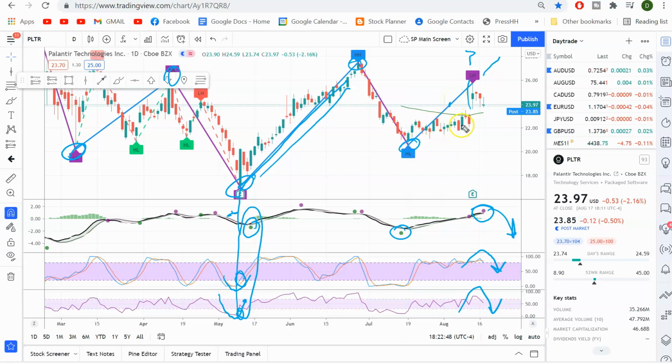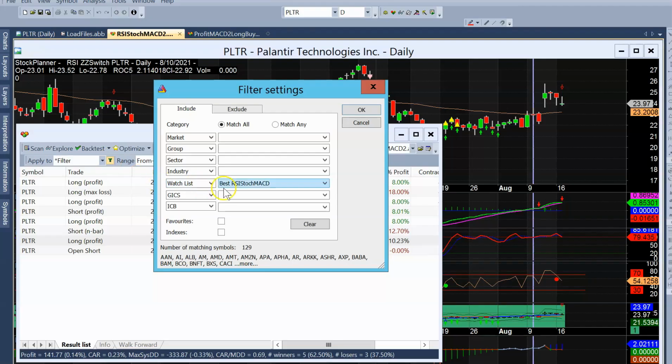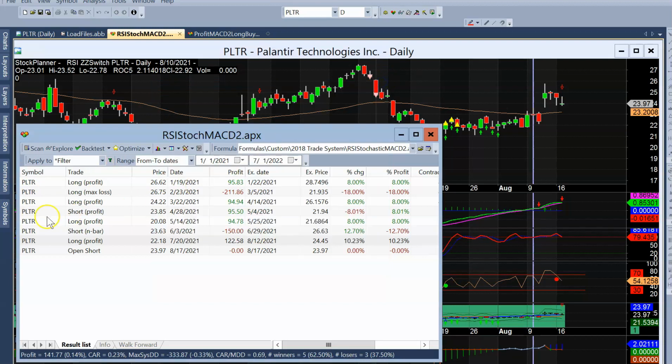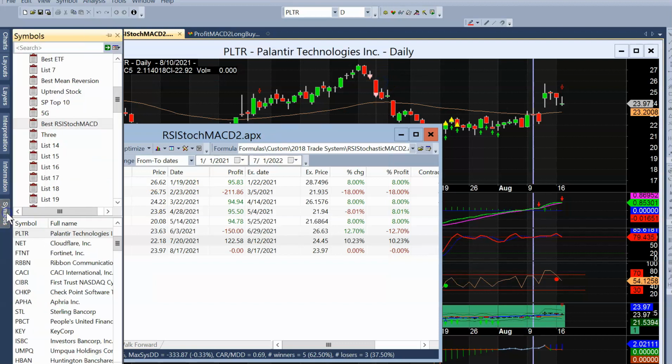So rather than doing this manually, I've written a program in OmniBroker that allows me to scan a watch list of stocks, a whole series, and gives me buy and sell signals. Let me show you that. I'm using a watch list that looks like this over here. It's backtested. It's the best symbols that work with my strategy. There's a lot of them, derived from a list of about 350 stocks.